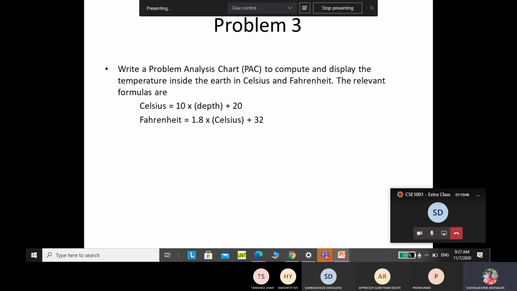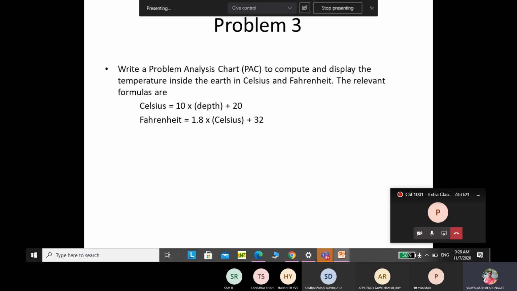So we have to calculate the Celsius and Fahrenheit. So the input we want is depth. The temperature inside the earth we have to calculate in terms of Celsius and Fahrenheit. If we know the depth, then we calculate 10 into depth plus 20 as Celsius, and 1.8 into Celsius plus 32 becomes Fahrenheit. It's a very simple problem, right? Clear or not?